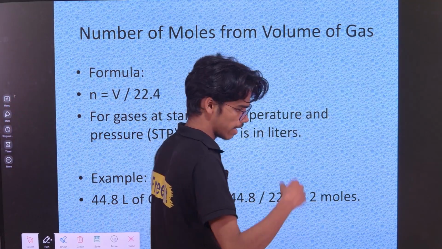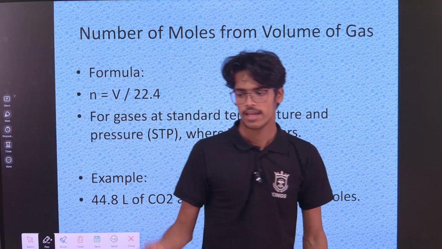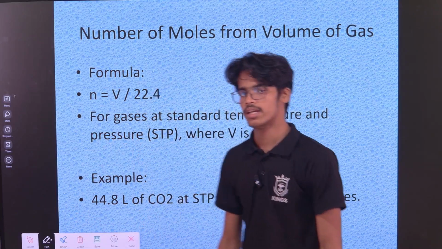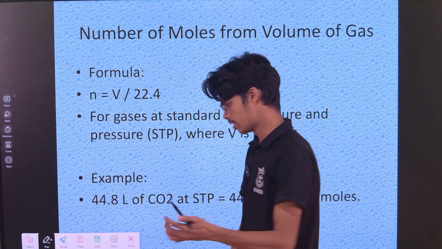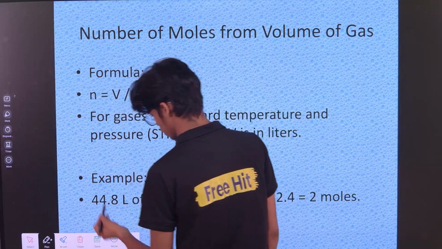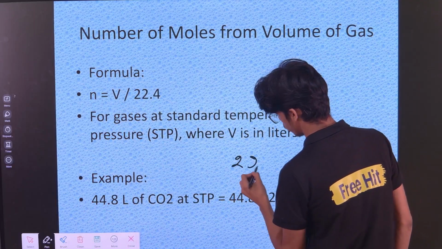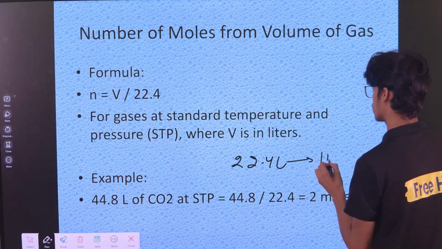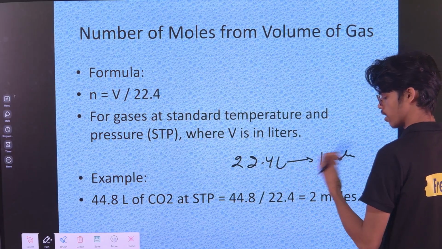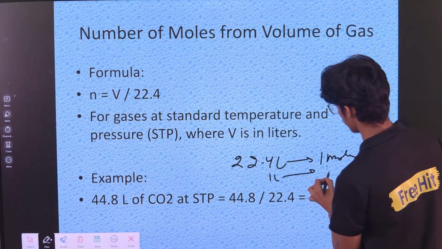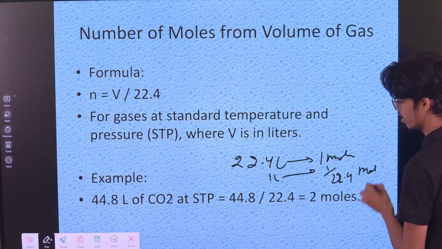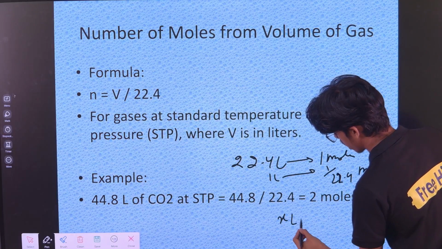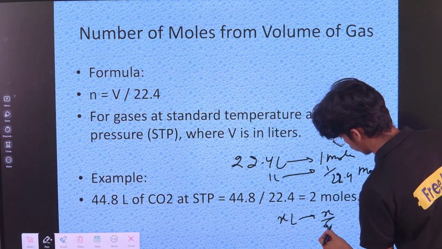So just like Na number of particles comprise 1 mole, same way 22.4 liter of any gas. Okay, you take 22.4 liter. So 22.4 liter of any gas will contain 1 mole. Got it? So 1 liter of any gas will have 1 divided by 22.4 moles. Got it? So it means x liters of gas will have x by 22.4 moles.